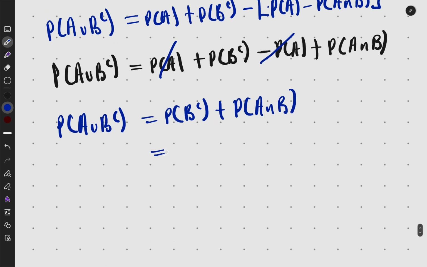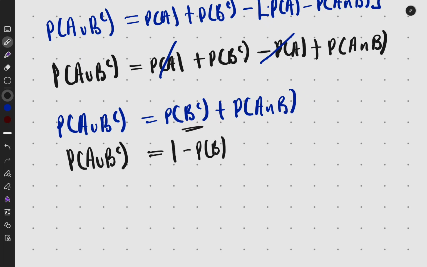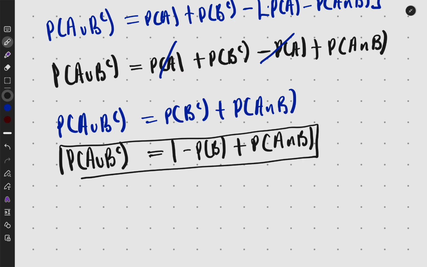So now, can we calculate the probability of B complement? If you're getting the probability of the complement of just one event, remember we talked about the probability of complement. What is it? It is 1 minus the probability of B. Then we now have the probability of B complement, then we can say plus the probability of A intersection B. Then we have this probability here and we would be done.